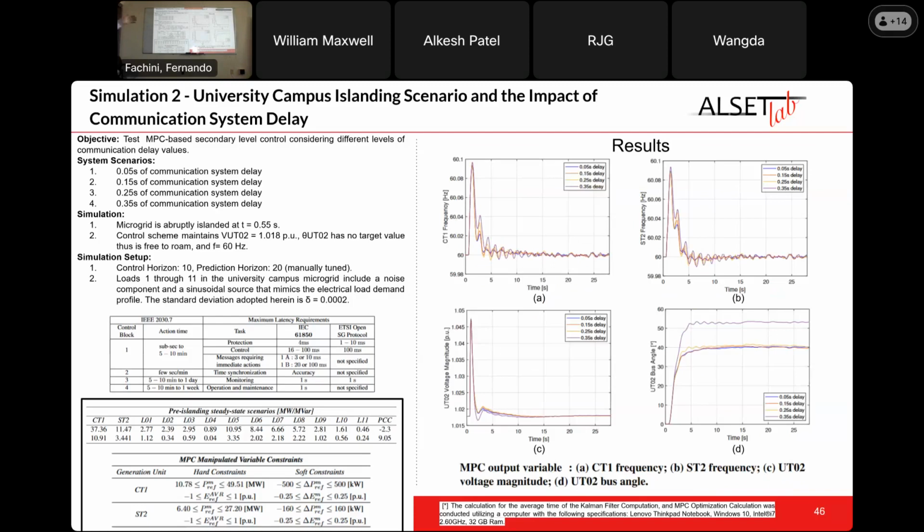And here we're actually looking at the observed output variables. A and B are the frequencies of the rotation of the generators on the combustion turbine and the steam turbine. C and D show the voltage magnitude and angle at the point of common coupling. And again, you can see through plot D that there is no target value for the angle, so it's free to roam wherever it goes, as long as the MPC optimizes the other two parameters, which are voltage magnitude and frequency. This way, it reaches a steady state again much quicker than those 75 seconds.